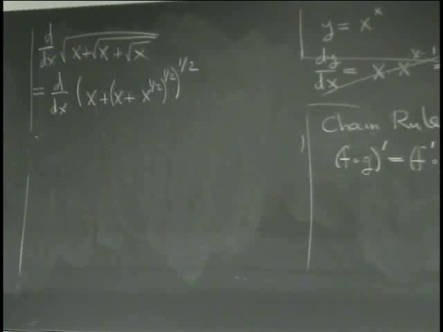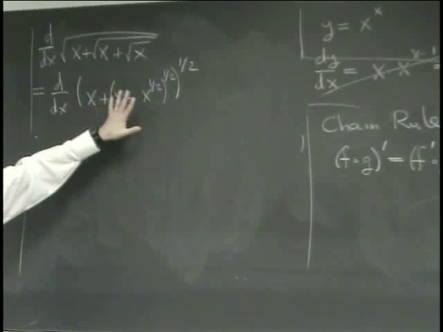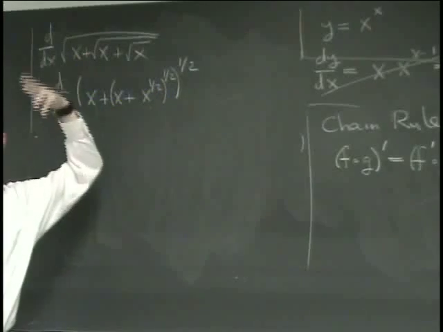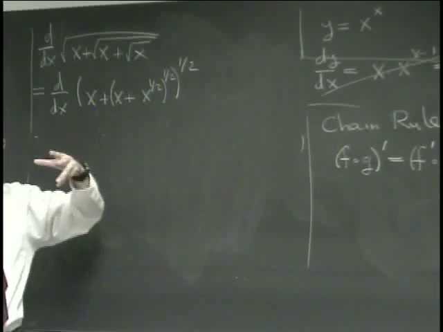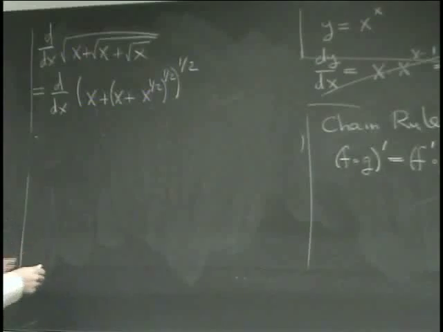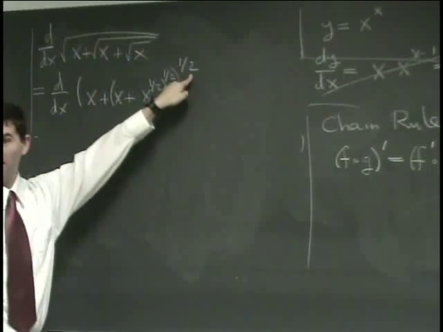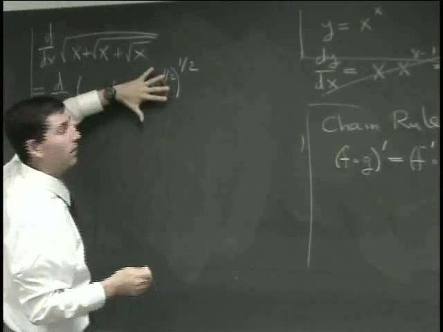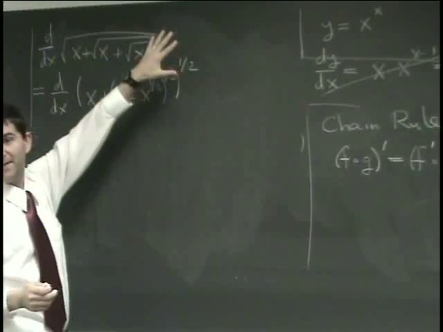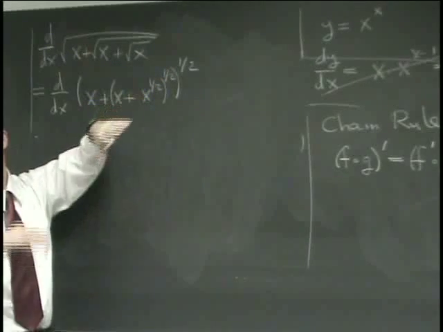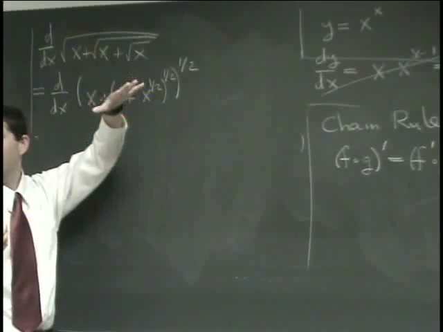Chain rule. Excellent. Okay, so we're going to have to use it several times, though, because there are a lot of inside functions. It's like an onion. You have to keep peeling away at it. All right, so let's look at the outside function. It's something to the 1/2. So the derivative of something to the 1/2 is 1/2 times that something to the negative 1/2.